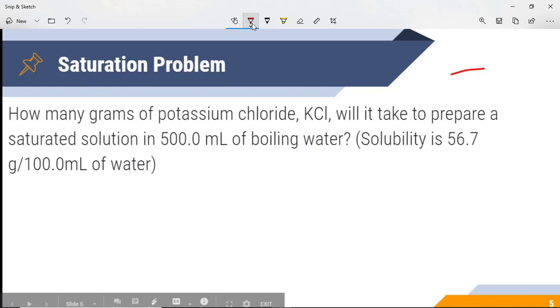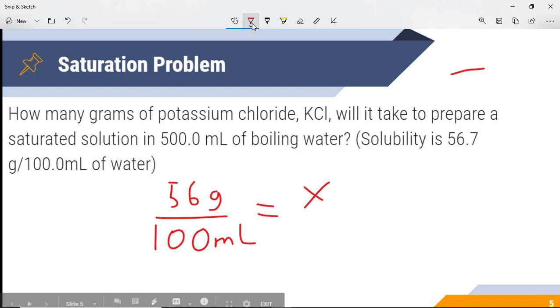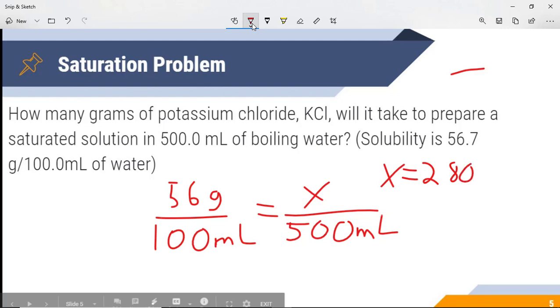If we know that 56.7 grams go into 100 milliliters of water. Sorry, I'm using a new stylus today. And we want to know how many grams we're going to get in 500 milliliters. Well, we set up a proportion like that and we plug in and solve. It's pretty straightforward. So X here is going to be 280 grams. Okay, pretty straightforward there.